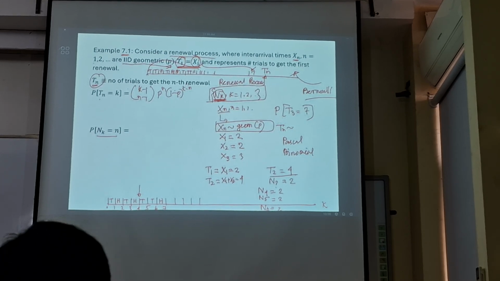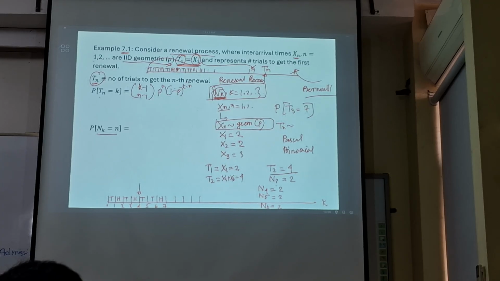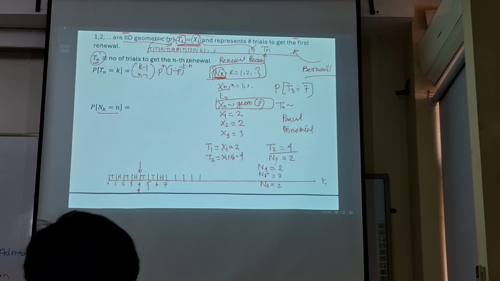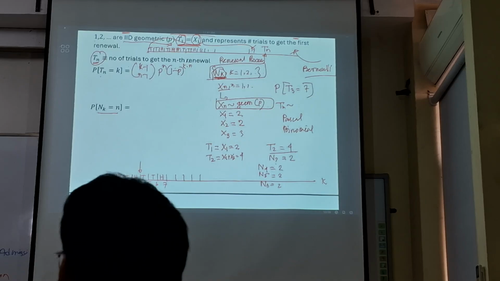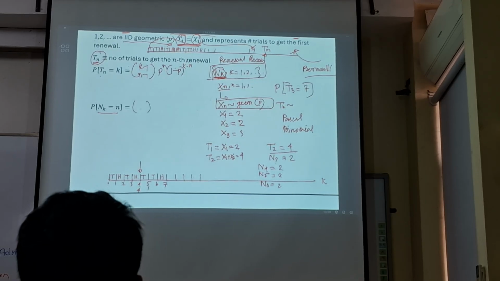And that you know, what does it say? It says that by k trials, we have n successes. So it is very simply what?